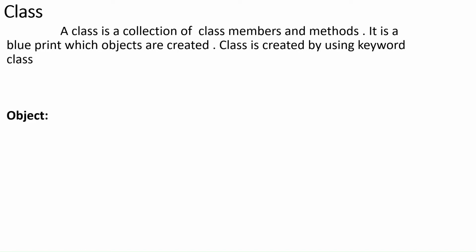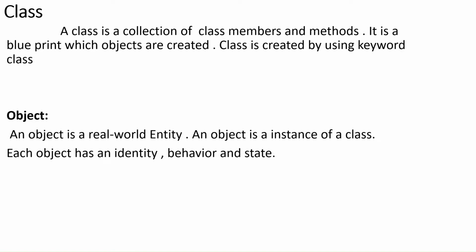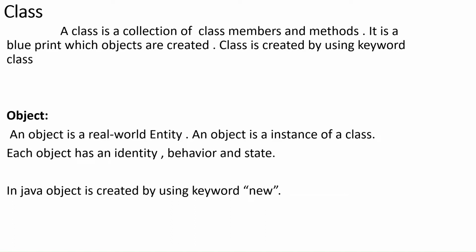Whereas an object is a real world entity. An object is an instance of a class. Each object has an identity, behavior, and state. In Java, an object is created by using the keyword new.